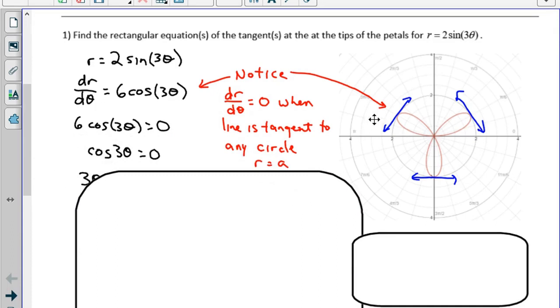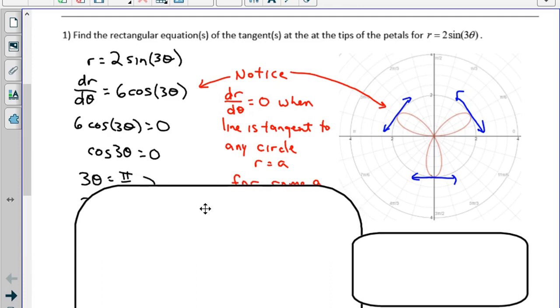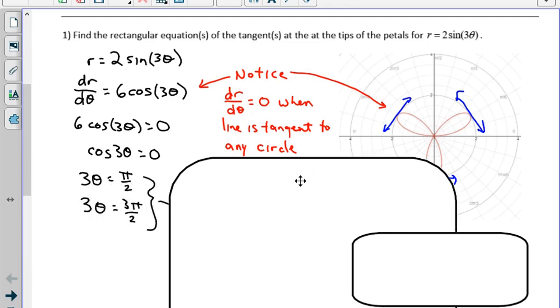any circle r equals a, if we have a line that's tangent to the circle, then dr d theta is going to be 0 because the radius is not changing at that particular point. And that's what we're finding. We're finding dr d theta is 0. So at that particular value of theta, r's change is 0. Then we continue to solve and we get 3 theta equals pi over 2 and 3 theta equals 3 pi over 2 because that's where cosine of 3 theta equals 0.